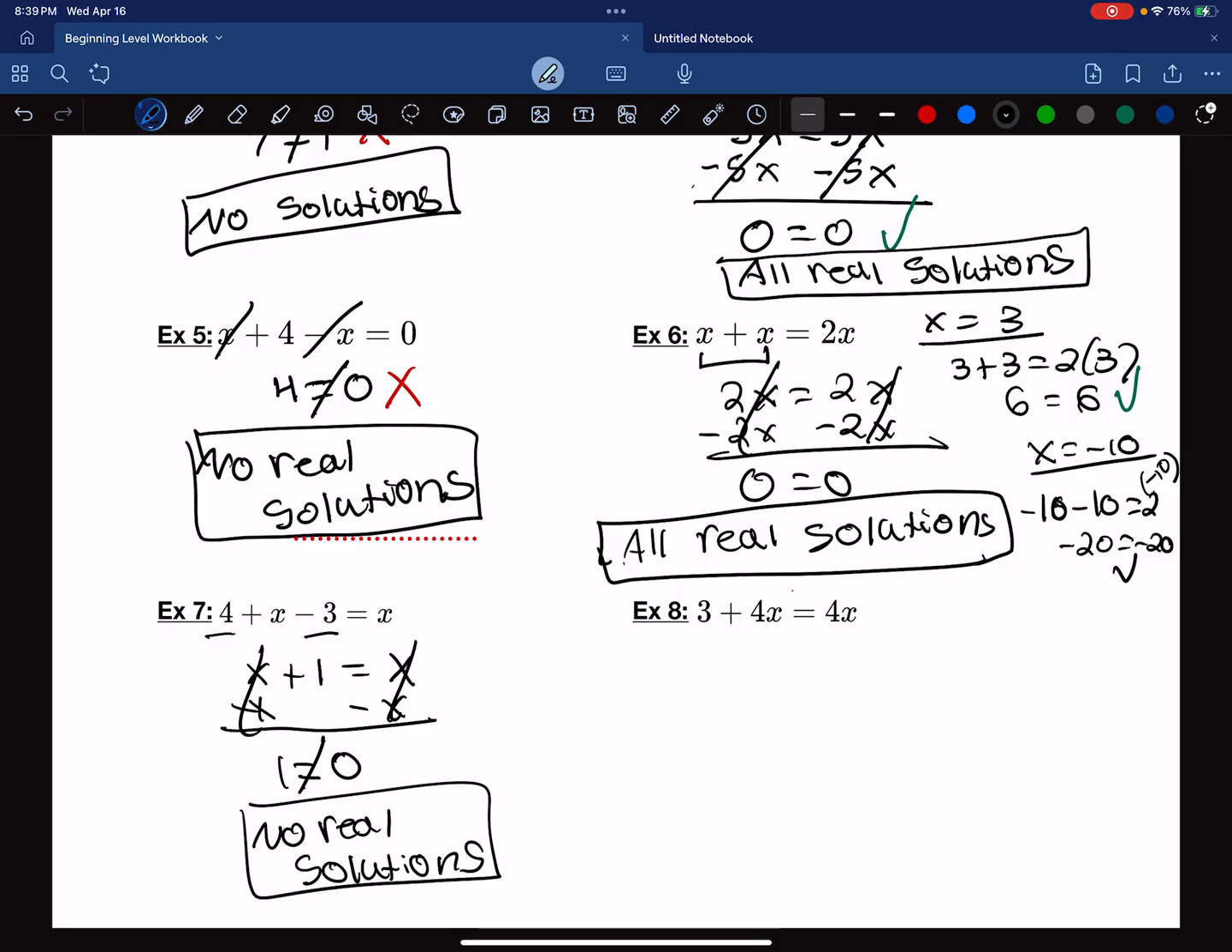Now, let's do example 8. This one might actually just jump out at you automatically because I've done so many examples already. We're going to subtract 4x on both sides. So these x's cancel, and we're left with 3 equals 0, and 3 does not equal 0. So therefore, this equation also has no real solutions.